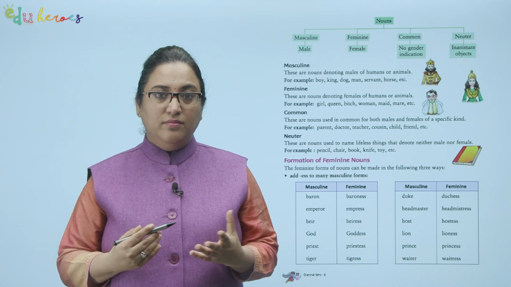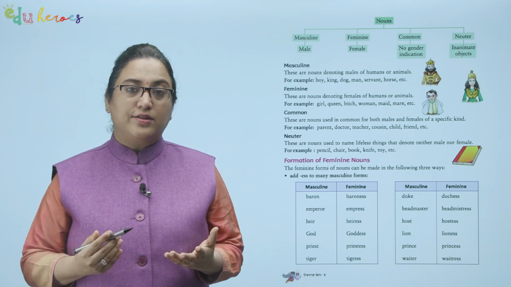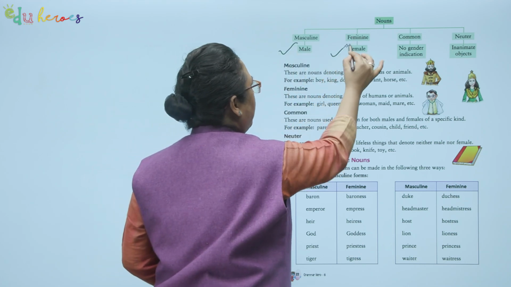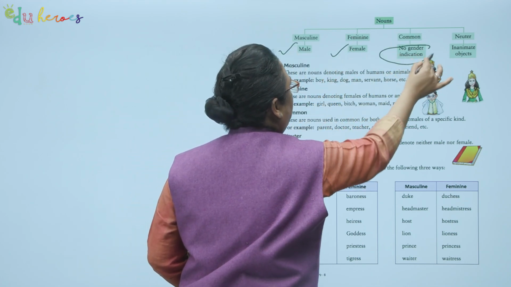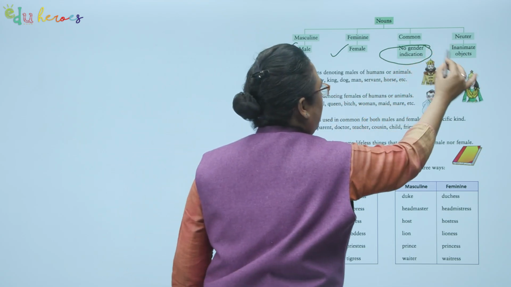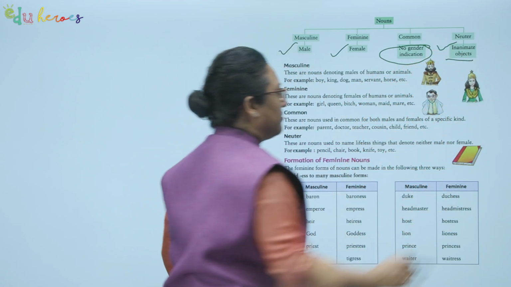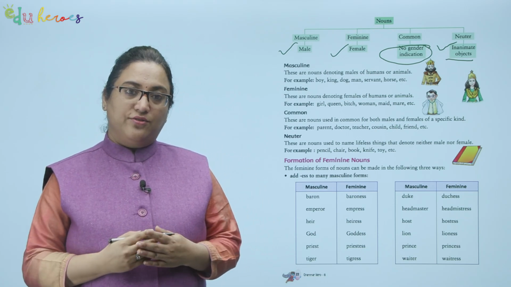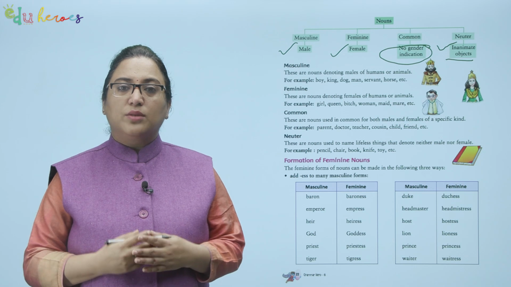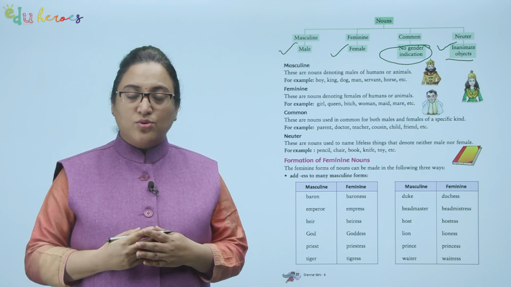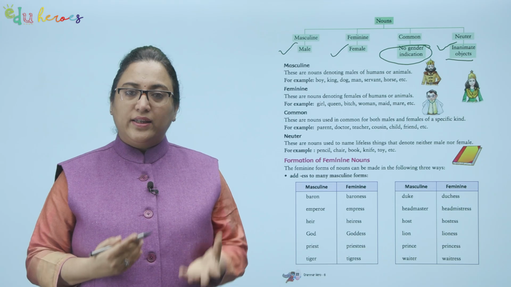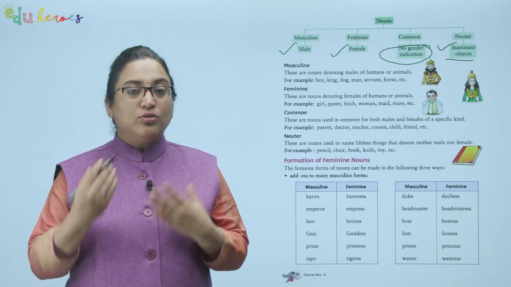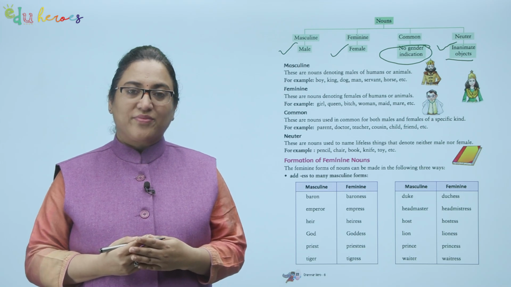Have a look at this table where you will get more clarity. Masculine refers to male, feminine to female, common, no gender indication is there, and neuter, inanimate objects. Inanimate means non-living. So, let's start with the masculine gender first. These are the nouns denoting males of humans or animals also. For example, boy, king, dog, man, servant, horse, etc. So you can add on to this list and practice more.